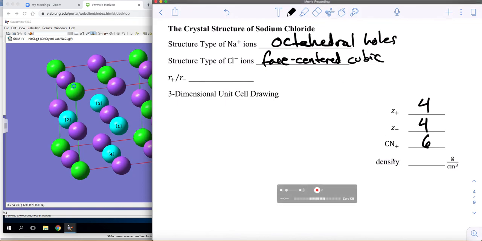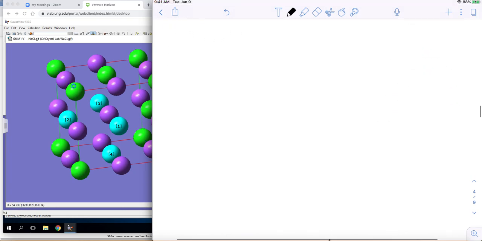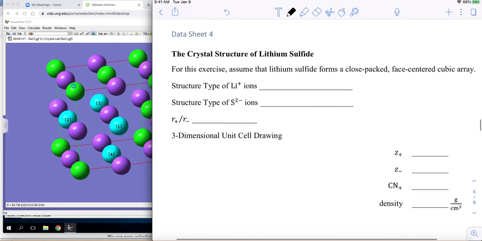And the density calculation, I think you can actually look at the pre-lab video, and it gives you a decent walkthrough for that one. And so I think we'll wrap up here at the last little bit. We'll look at our very last example here, and that's for lithium sulfide.